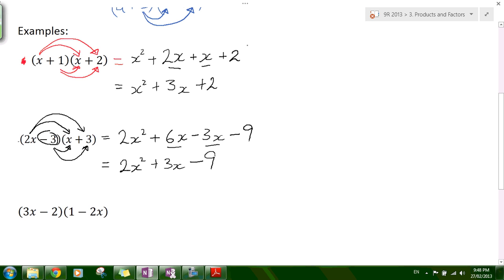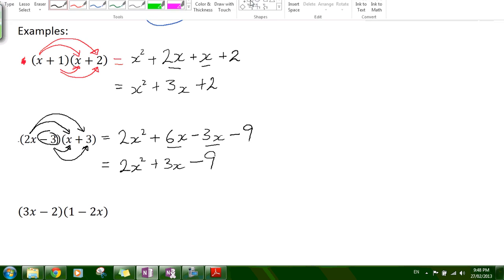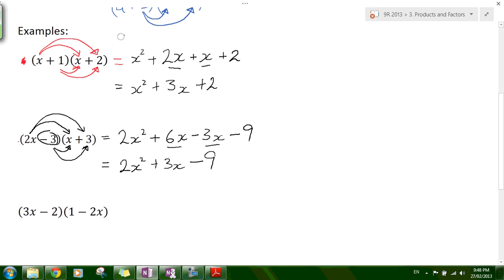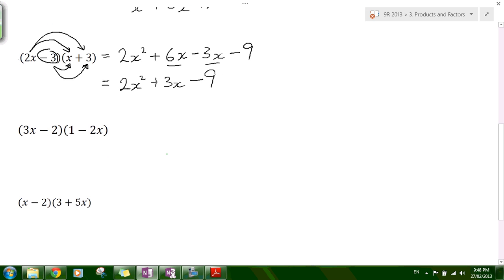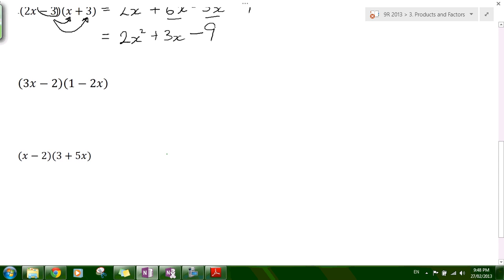Okay? Hopefully you're following so far. So the idea is, again, take it step by step. If you're ever unsure about what you're doing, take it step by step. Make sure you're multiplying each by the other, using arrows to make sure you're clear about what you're doing. Okay? Let's carry on with these examples.